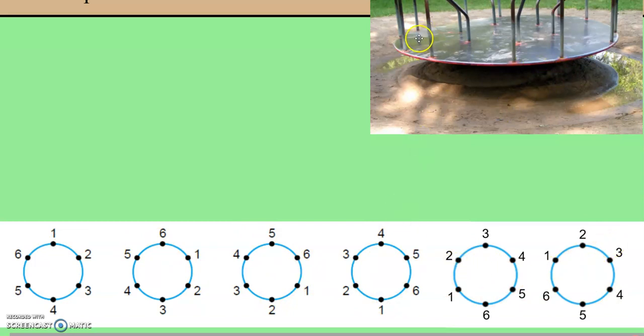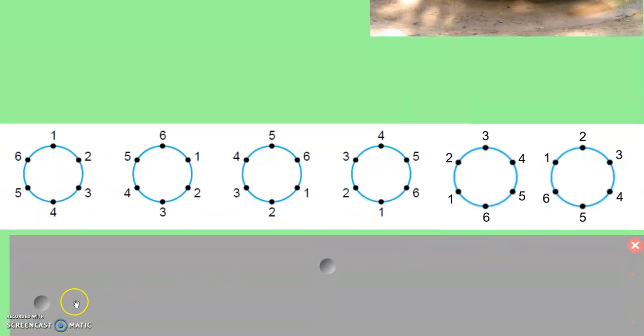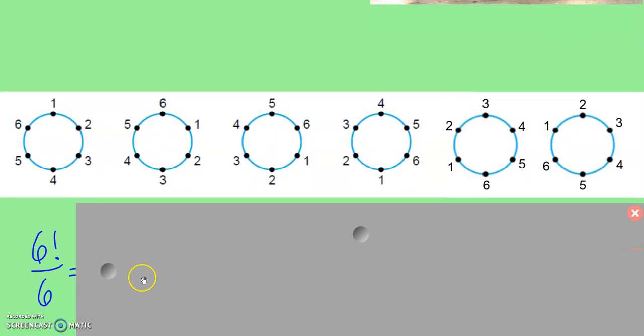And if you take this thing and spin it, or think about a different starting spot on this, all of these are actually the same. Now, if I did 6 factorial, that would actually count these as different arrangements. But I don't want to count these as different arrangements. So you can see that I want all of these to just be counted once, which means there are 1, 2, 3, 4, 5, 6 ways to rearrange this single arrangement, which means I'm going to start with 6 factorial, but all I need to do is take 1/6 of 6 factorial.